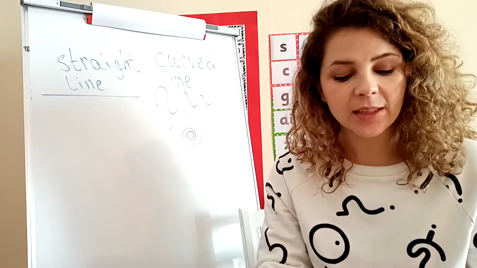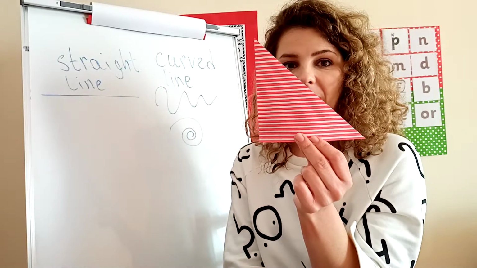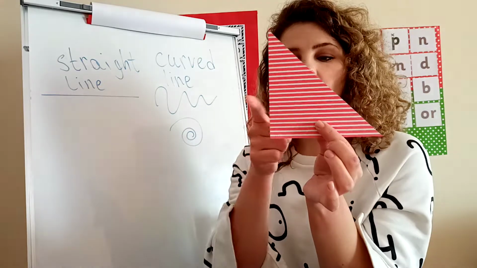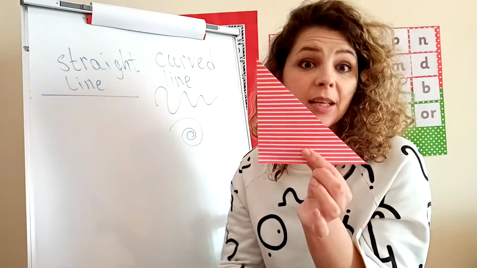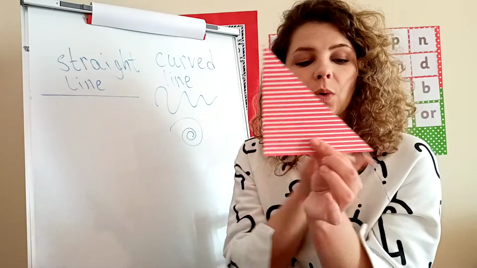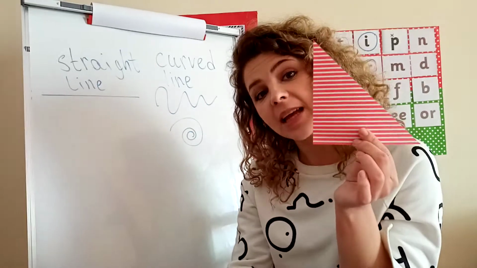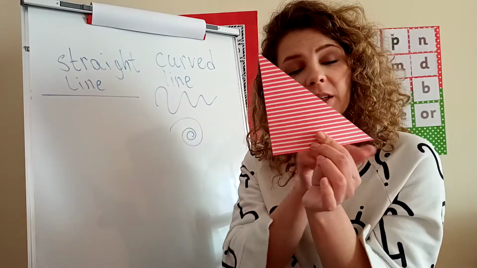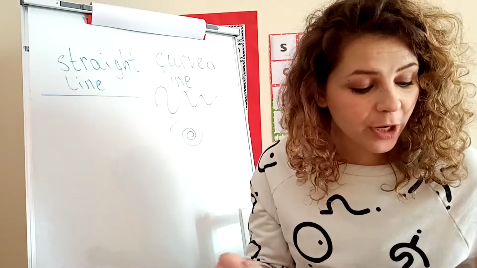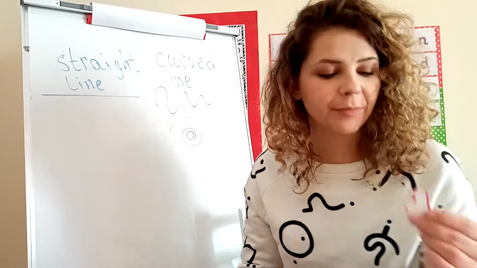Now take a look at this triangle. What can you tell me about it? How many lines does it have? 1, 2, 3. Yeah. So it has 3 lines and it has 1, 2, 3 corners. And all 3 lines are straight. Yeah. Okay. And then for the end, I have here this heart.